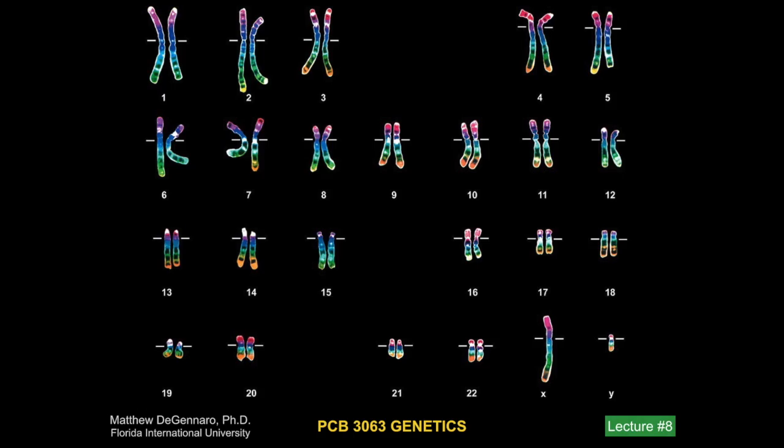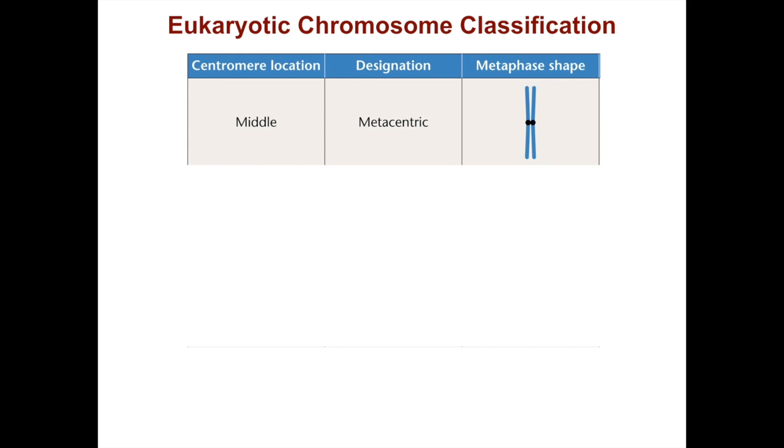Here's a normal karyotype of a human male. You can notice that there are many different sized and shaped chromosomes, and the dashed lines indicate the position of the centromere. The position of the centromere is very important in the classification of eukaryotic chromosomes.